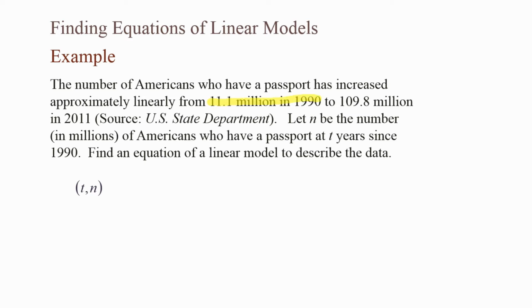Now we want to look at the statement 11.1 million in 1990. Since t is t years since 1990, we're starting with 11.1 million. 1990 is year 0. Our first ordered pair is (0, 11.1). 0 represents 1990 and 11.1 million had passports.